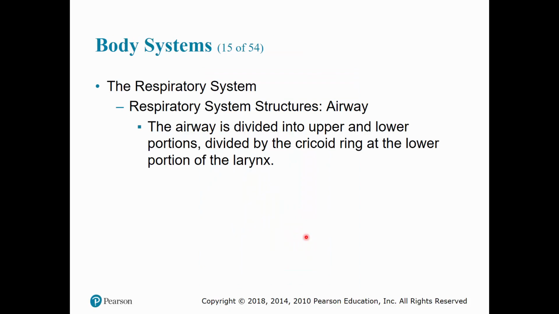Your airway is divided into an upper and lower portion. Your upper airway is everything from the larynx up, and your lower airway is everything from the larynx down. Your epiglottis protects your larynx and lower airway from you accidentally getting food or liquids into your lungs.